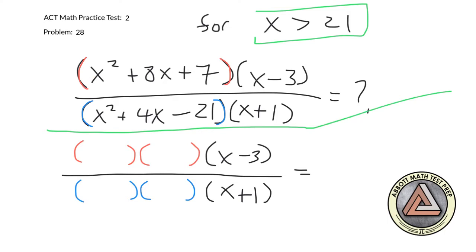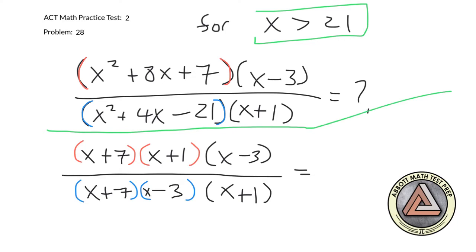When it comes to this one, what two numbers multiply to 7 but add to 8? Well, that's going to be 7 and 1. So we're going to write x plus 7 and x plus 1, corresponding with the red, corresponding with the blue. What two numbers multiply to negative 21 but add to 4? Well, that would most definitely be positive 7 and negative 3 rather. X minus 3.